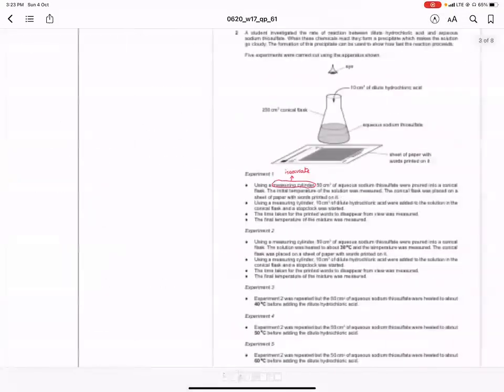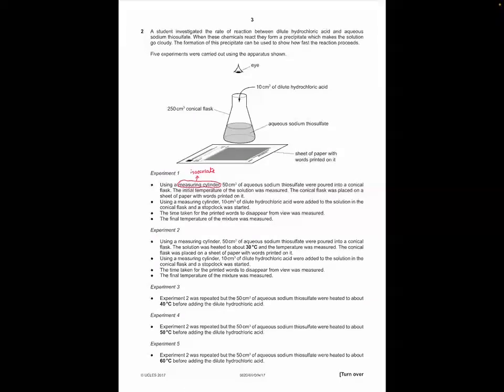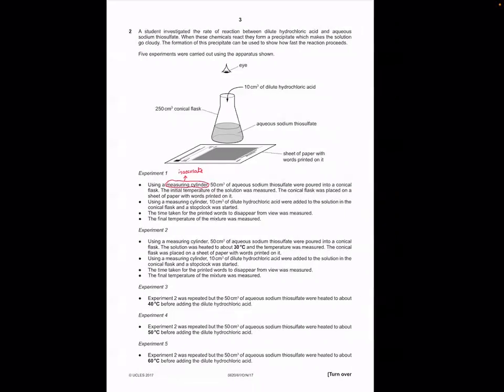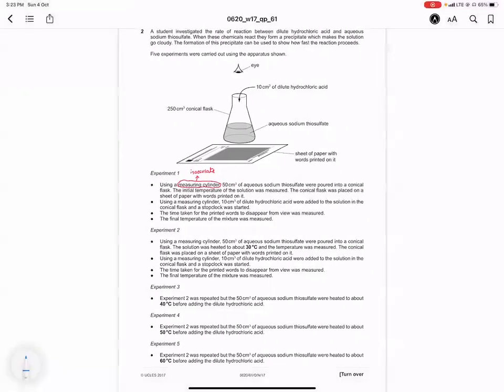Question 2, a student investigated the rate of reaction between hydrochloric acid and sodium thiosulfate. In this experiment, he's adding sodium thiosulfate and he's changing its concentration continuously by changing the volume of water added. There is a reaction between thiosulfate and hydrochloric acid. This reaction gives sulfur, which is yellow in color.